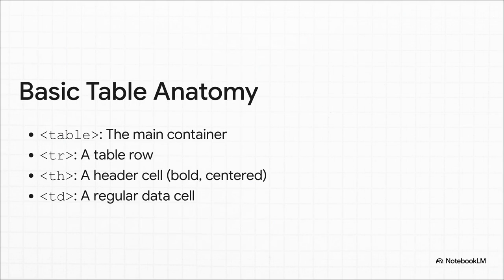And building a basic table is kind of like playing with building blocks. You start with the main table tag. That's the wrapper for everything. Then inside that, you make a TR for every single row. And you fill those rows with cells. You use TH for your headers, they're the bold centered ones, and TD for your regular data. That's it. That's the basic blueprint for pretty much every table you'll see on the web.